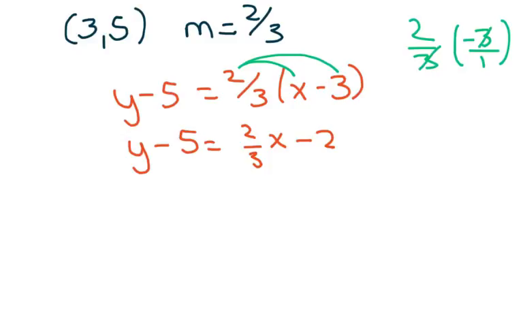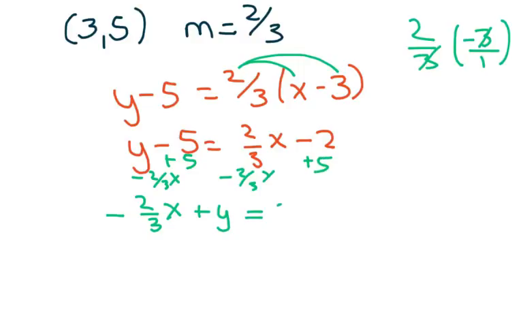Now, I'm going to move my x over, and I have negative 2/3 x, because you're subtracting 2/3 x from both sides. And I have my plus y. I'm also going to add 5 to both sides. So I'm going to get this equals 3. Now, also in standard form, your a cannot be a fraction.